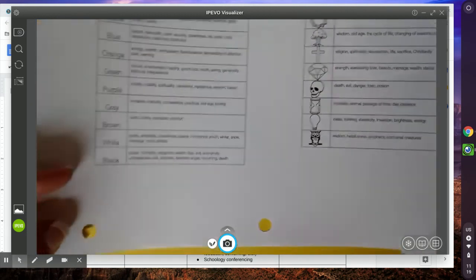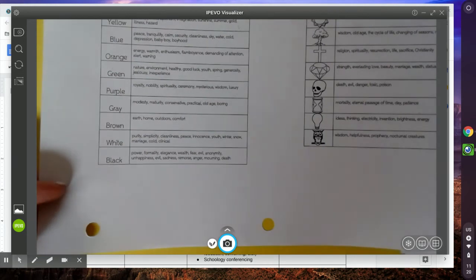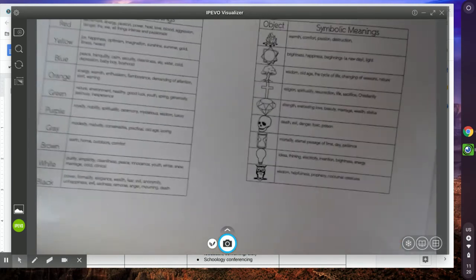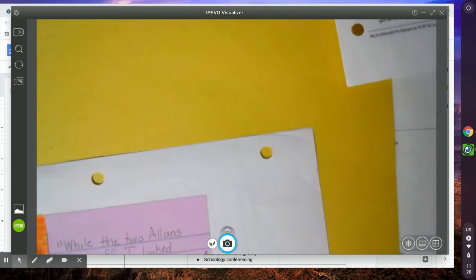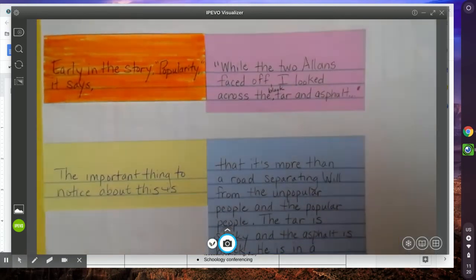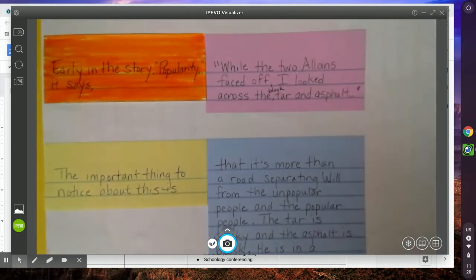All right. So definitely that black was placed there to emphasize it's not just a road. The author could have just said a road. He says a black tar and asphalt. All right. And we know that tar is sticky. So I've done my two jobs. I have found my evidence. And now I have written about it the right way.